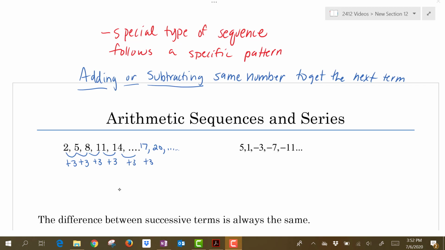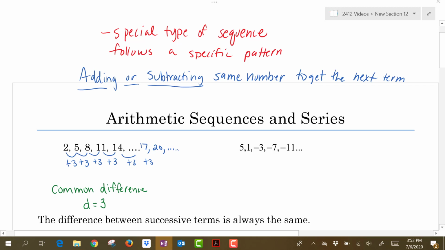So this 3 that we're adding in each time, the same number to get from term to term to term, is called the common difference. We usually use the letter D to stand for difference as a shortcut. So D equals 3, that's our common difference for this sequence.